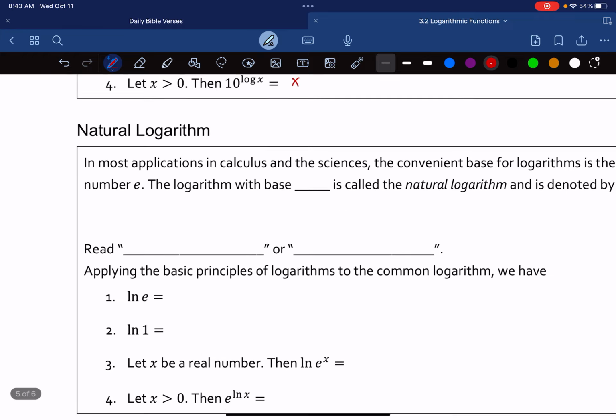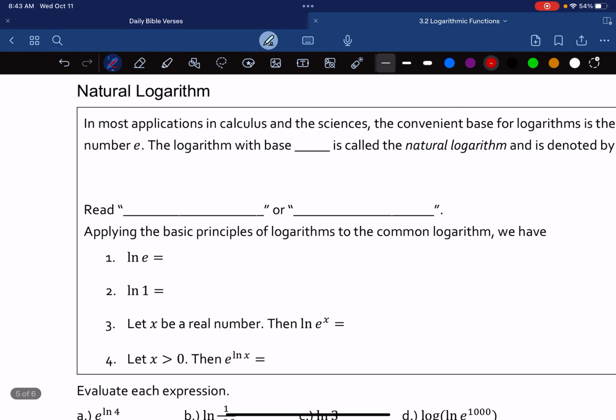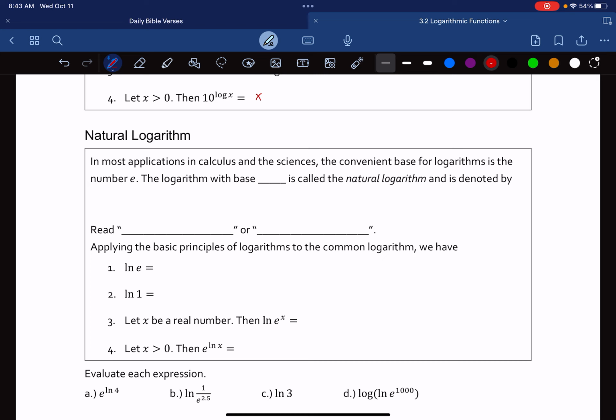Okay? The next type that shows up a lot is something called the natural logarithm. This turns out to be very useful in a lot of places. It's the logarithm with the base e, where e is Euler's number. It's called the natural logarithm, and it's denoted by ln, which is log base e of x. I always write that one in cursive, ln.